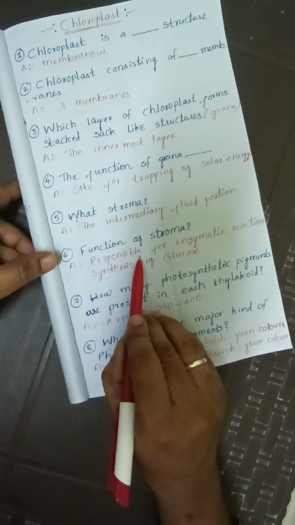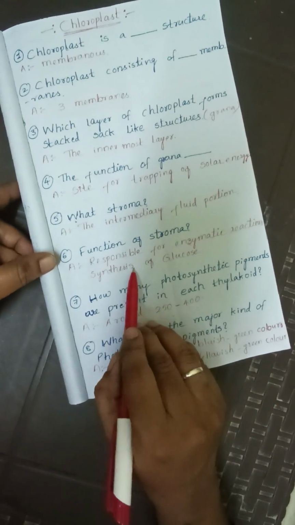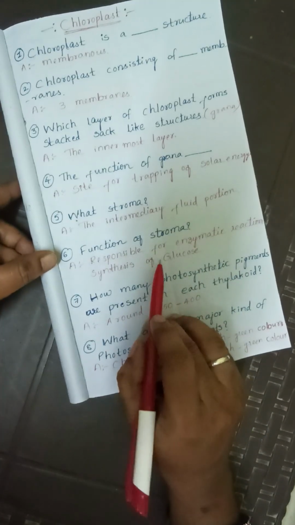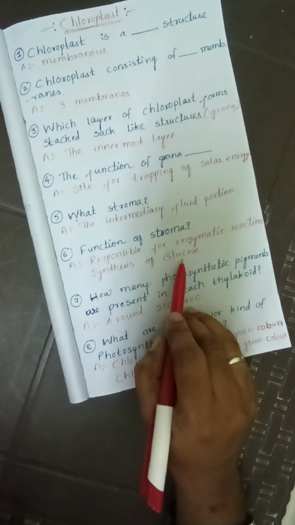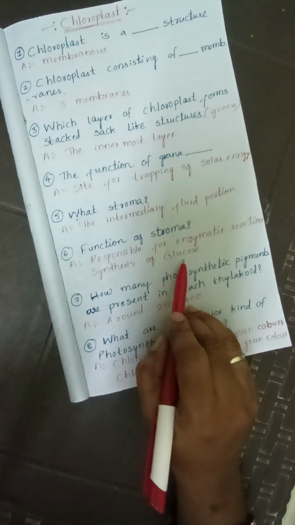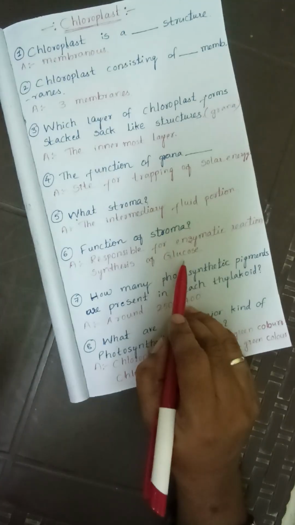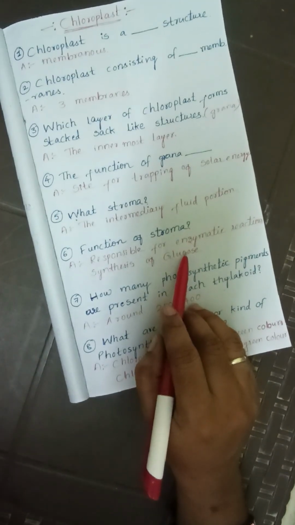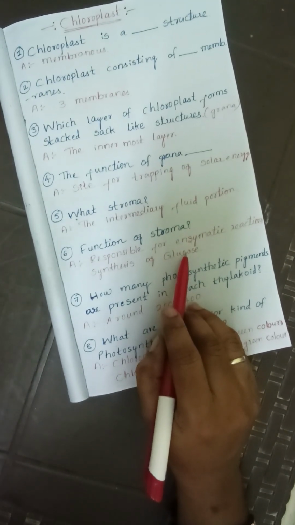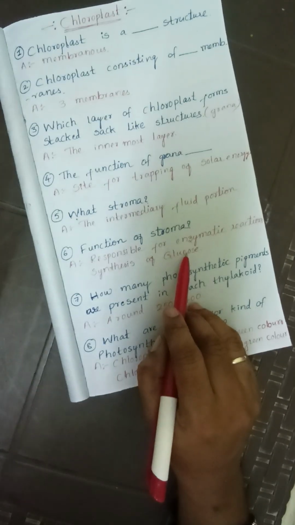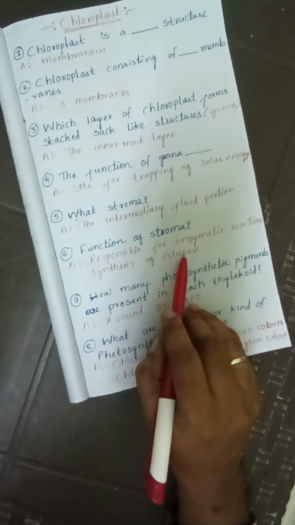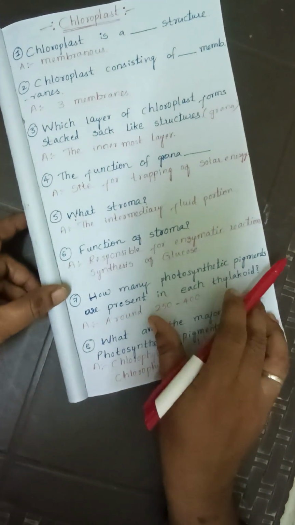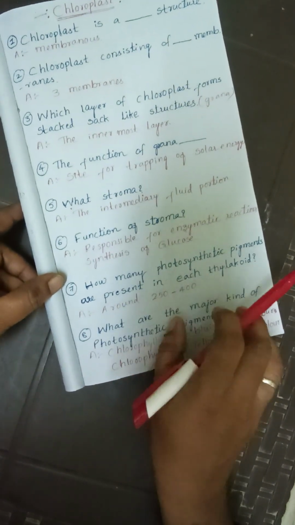It is responsible for the enzymatic reactions and the synthesis of glucose. Enzymatic reactions means the light dependent reactions and light independent reactions. Both reactions lead to the formation of glucose, then starch. Some enzymes and molecules like NADP and ATP are required to continue the photosynthesis process. Those are all happening in the stroma area.